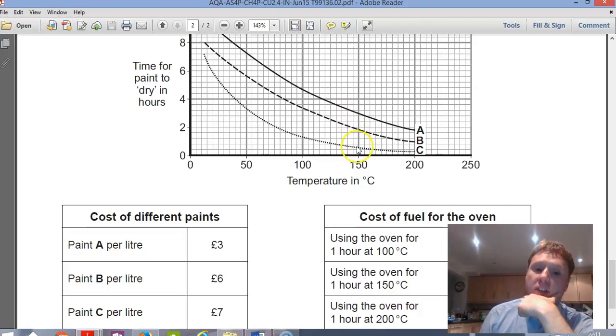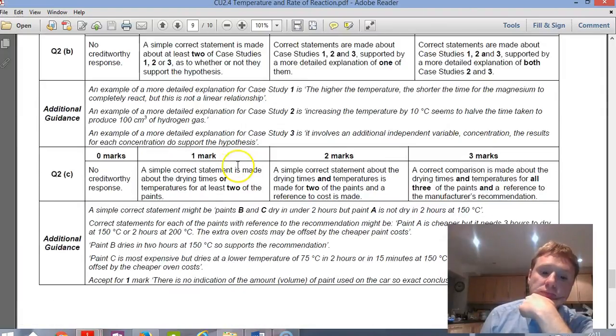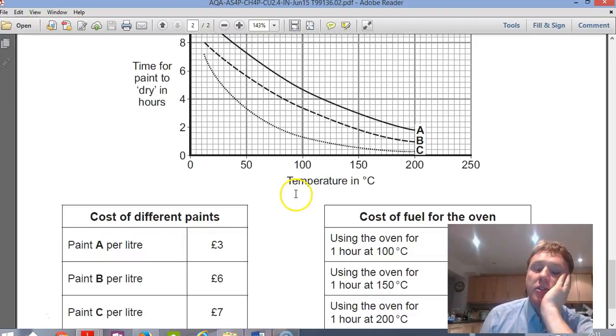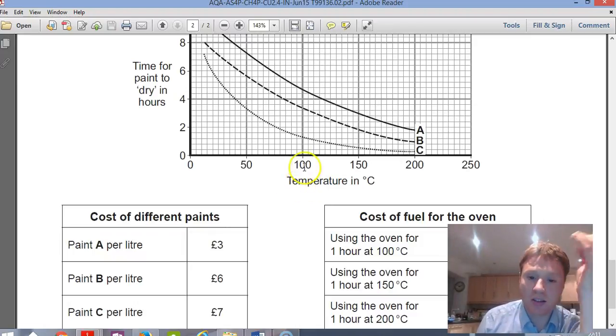These lines are for different paints, saying when they dry. Paint A will not be dry after 2 hours at 150 degrees. And that gives you a mark. Okay? But then you need to give a statement about every paint. So if you're doing a case study 4 question and there are multiple things, have a look at all of them. So paint B does dry after 2 hours at 150 degrees. Paint C also does. Looking at this, paint C dries a lot quicker.